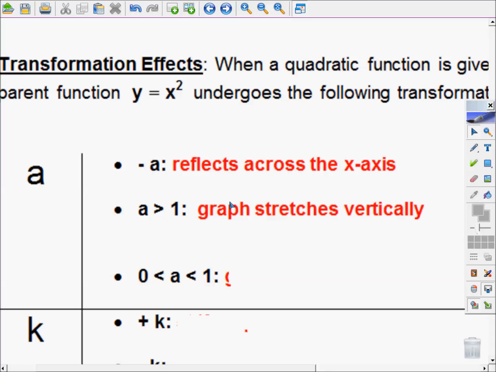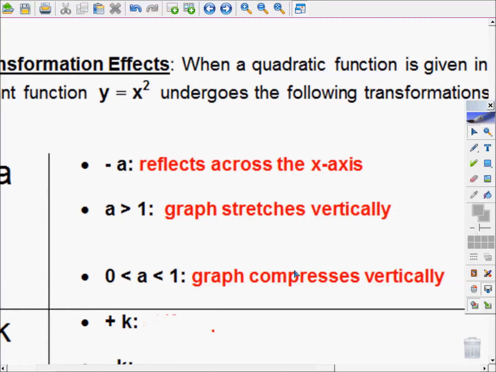That's why the numbers are getting bigger, because we're making it longer. If A is greater than 0 but less than 1, what happens? It compresses. We're now taking our dough and we're smushing it. And what happens when you smush dough? It gets fat.